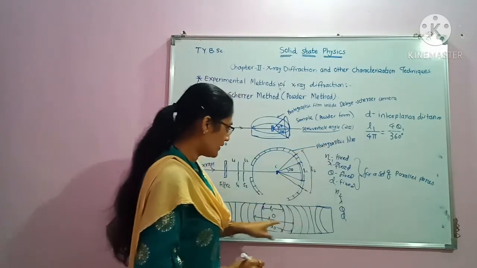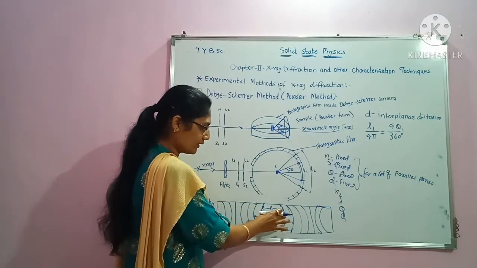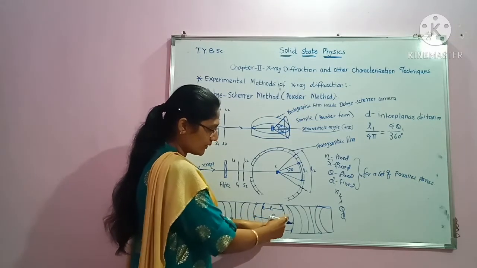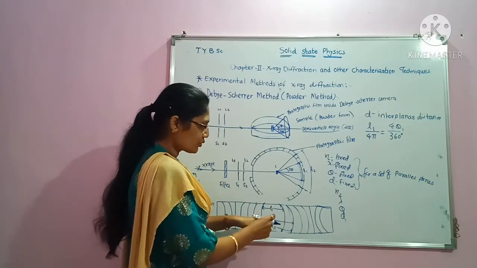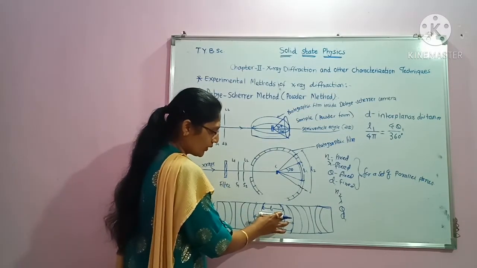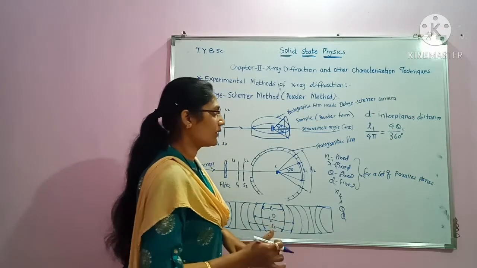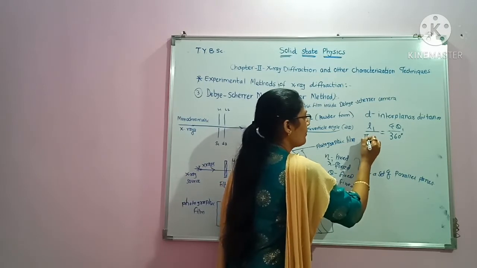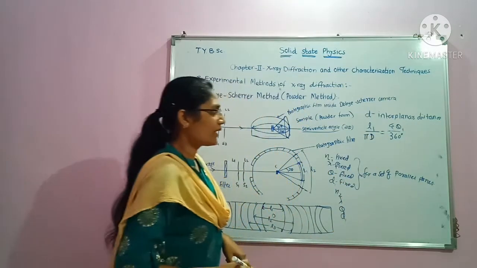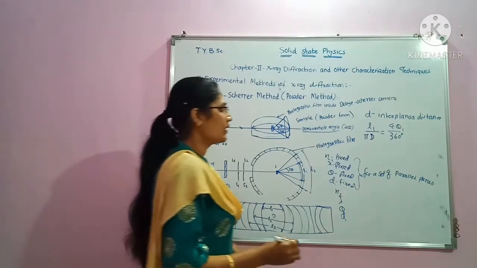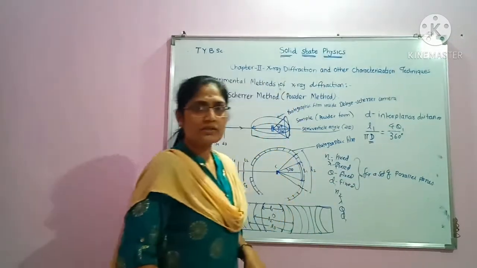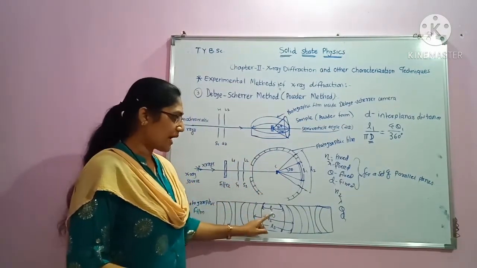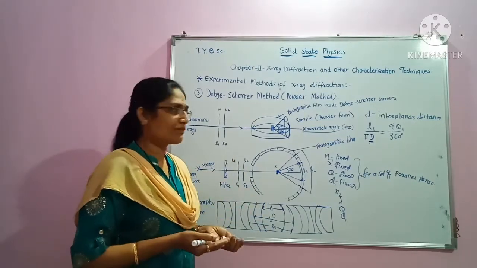And L1 is, because for this half part the semi-vertical angle is 2 theta, hence for this complete L1 the angle is 4 theta 1. So L1 upon pi d is equal to 4 theta 1 upon 360. What is d? d is the diameter of the camera, or the diameter of the photographic strip.